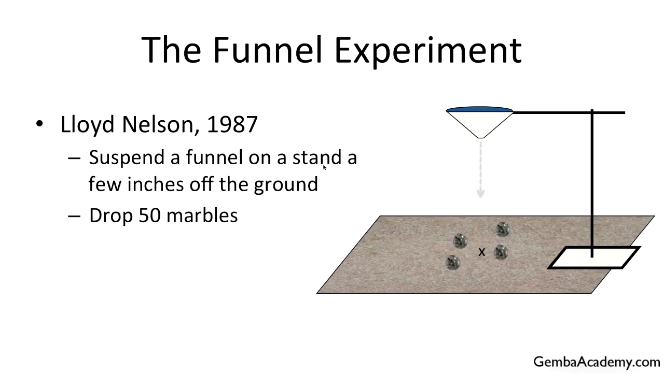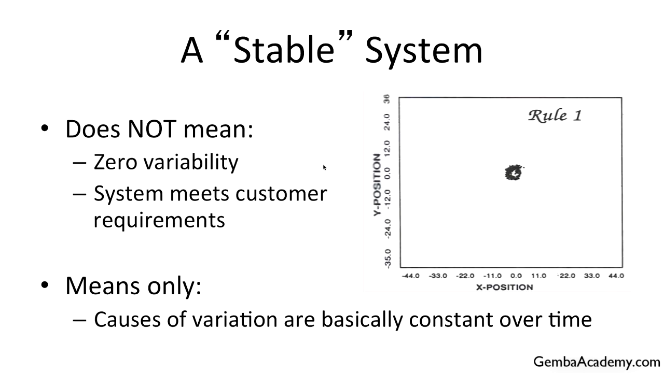Now, one great illustration of common cause variation that can be impacted by tampering is the famous funnel experiment that Dr. Deming always talked and wrote about. The idea is that you suspend a funnel on a stand, you drop marbles, and they hit the ground and roll somewhere. If you do this for 50 marbles, you're likely to get what we call a stable system, where the marbles hit and tend to fall within a certain pattern.